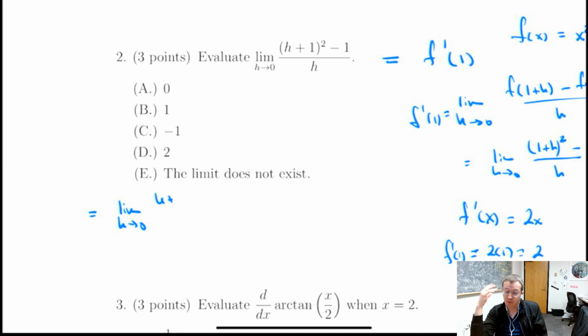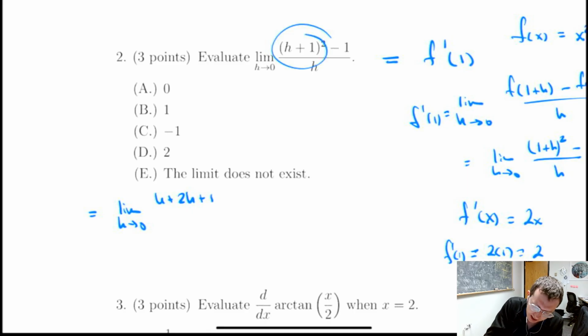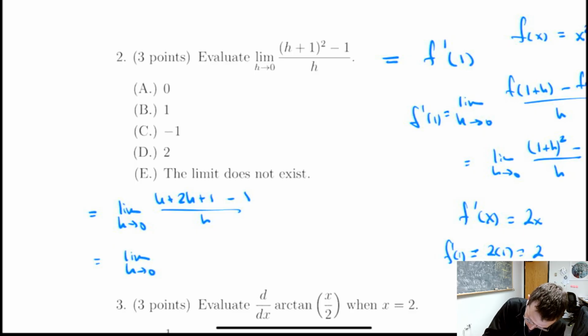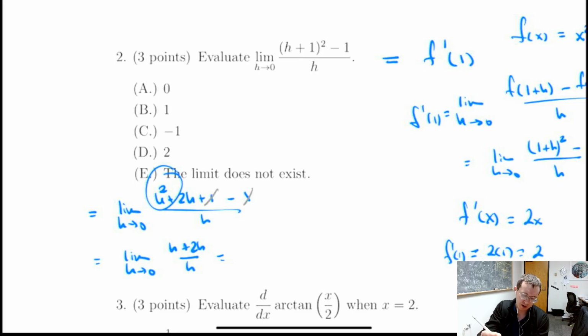Maybe the limit doesn't exist. Maybe the limit does exist. You have to do more work to figure out whether it exists. And the work in this case is just going to be expanding that (h plus 1) squared and doing some algebra to simplify. The 1's cancel. So I have h squared plus 2h over h. Now we have to cancel, and again, cancellation can be dangerous. A common mistake is to cancel those h's, leaving yourself with 2h. Oh, sorry, that was h squared, not h.